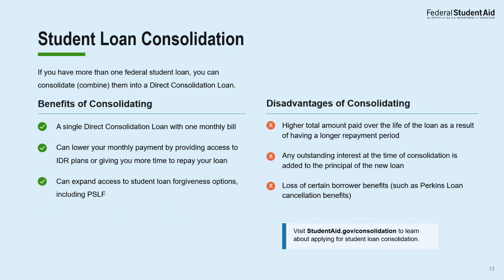And of course, if you are a Perkins loan borrower, there are some other benefits that you might want to consider before selecting this as an option, meaning that you might not be able to have cancellation if you were eligible for that. If you are considering student loan consolidation, I encourage you to please visit StudentAid.gov/consolidation.